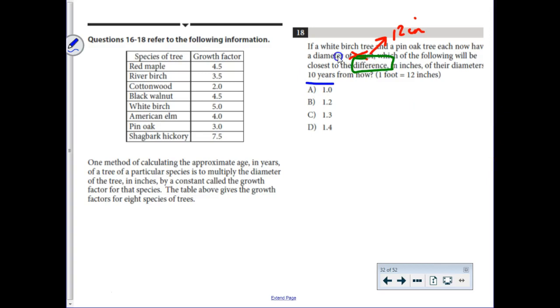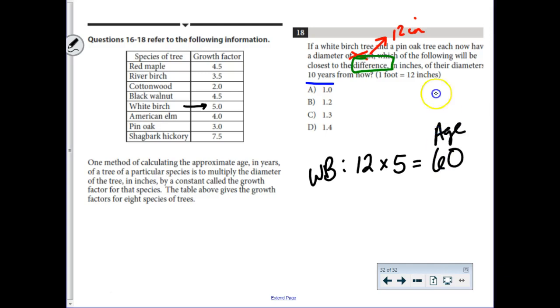Okay. So, either flip back or look at my screen. Let's talk about the white birch. The white birch has a growth factor of 5. So right now, it was 12 inches, right? So the diameter times 5 would be 60. Now sometimes we get lost in our problem. What did I just find? I found the age of the tree. Okay, cool.